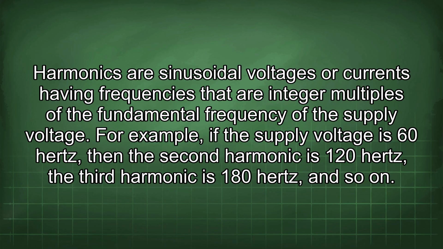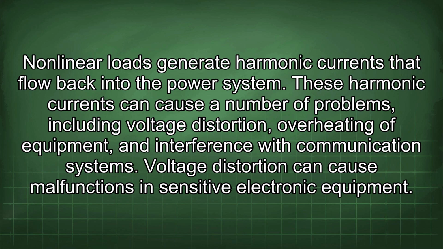Harmonics are sinusoidal voltages or currents having frequencies that are integer multiples of the fundamental frequency of the supply voltage. For example, if the supply voltage is 60 Hz, then the second harmonic is 120 Hz, the third harmonic is 180 Hz, and so on. Nonlinear loads generate harmonic currents that flow back into the power system.